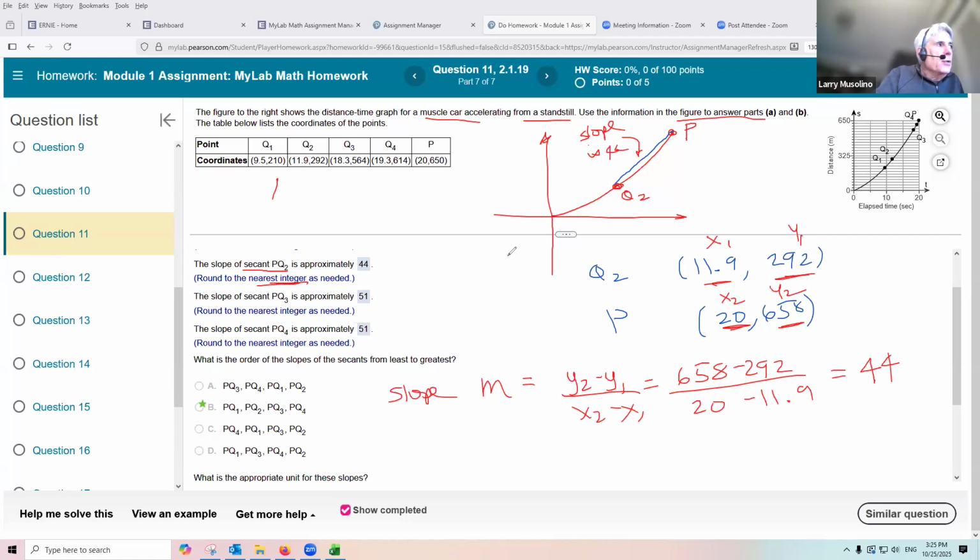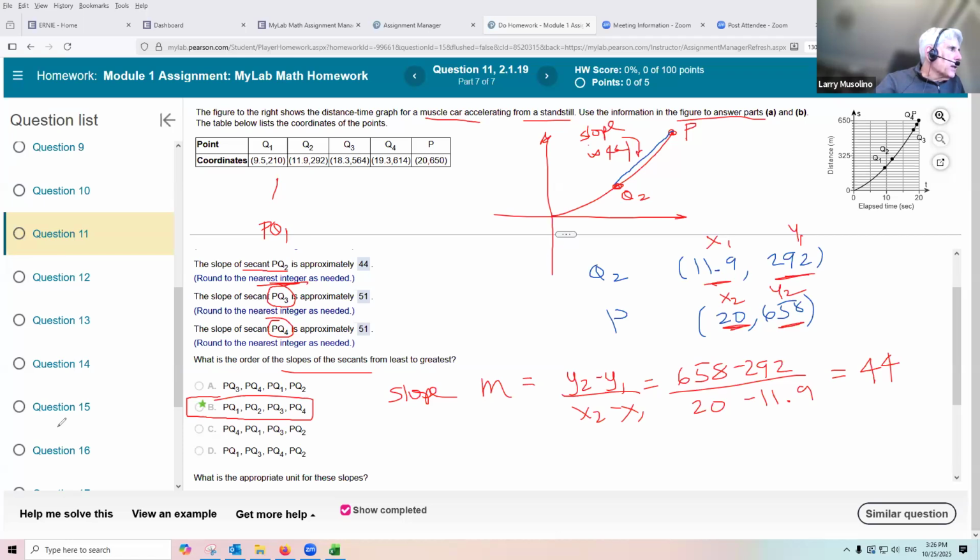All right, well, they're going to ask us to do that for the line connecting P and Q3. Then they're going to ask me for the line connecting P and Q4. And then they're going to ask me, what is the order of the slopes of these secant lines from least to greatest? You might need to calculate PQ1 also to help answer that. Well, you'll probably see the slopes go in order, PQ for Q1, Q2, Q3, Q4.